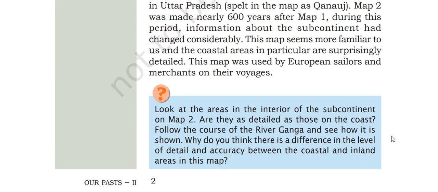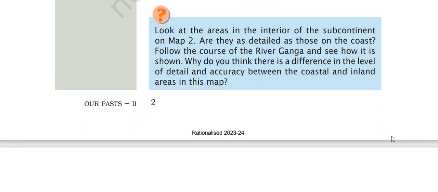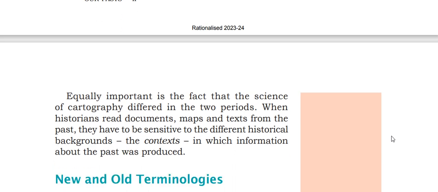Look at the areas in the interior of the subcontinent on Map 2. Are they as detailed as those on the coast? Look at the course of the river Ganga, and see how it is shown. What do you think? There is a difference in the level of detail and accuracy between the coastal and the inland areas in the map. Equally important is the fact that the science of cartography differed in the two periods.